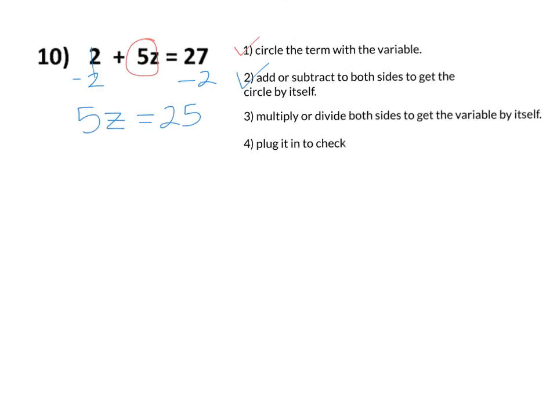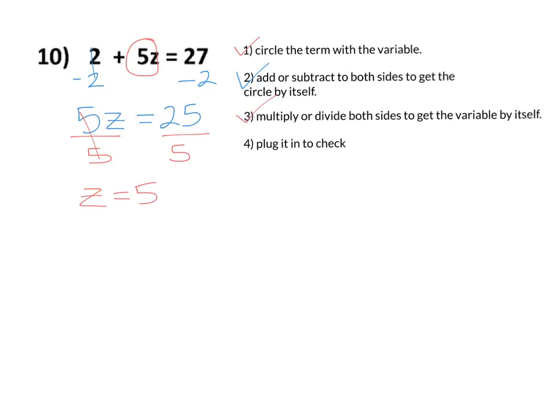Step 2 is done. Step 3, multiply or divide to get the variable by itself. So the inverse, if we go up here, what's the inverse of multiplying by 5? The inverse of multiplying by 5 is dividing by 5. This gives us z is equal to 5.